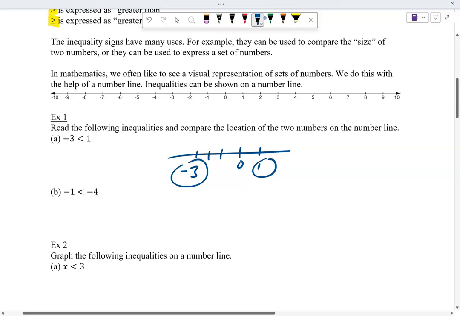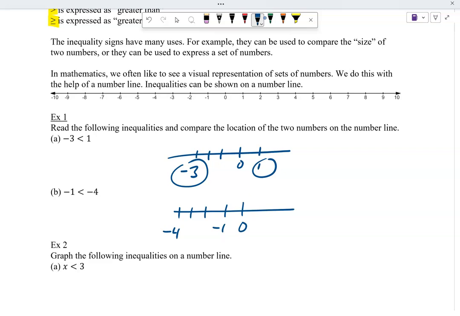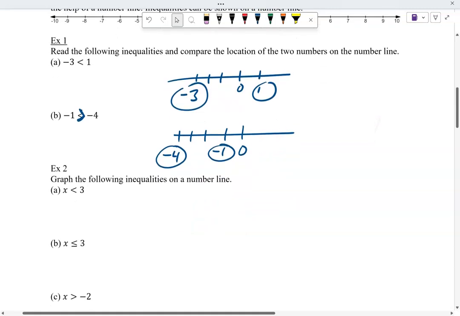Number 2 there, -1 and -4. Is -1 less than -4? No, I actually screwed this up, so sorry about that. That should be -1 is actually greater than -4. Sorry about that. So you see the -1's greater than that -4, isn't it? All right, let's go ahead and graph some now.